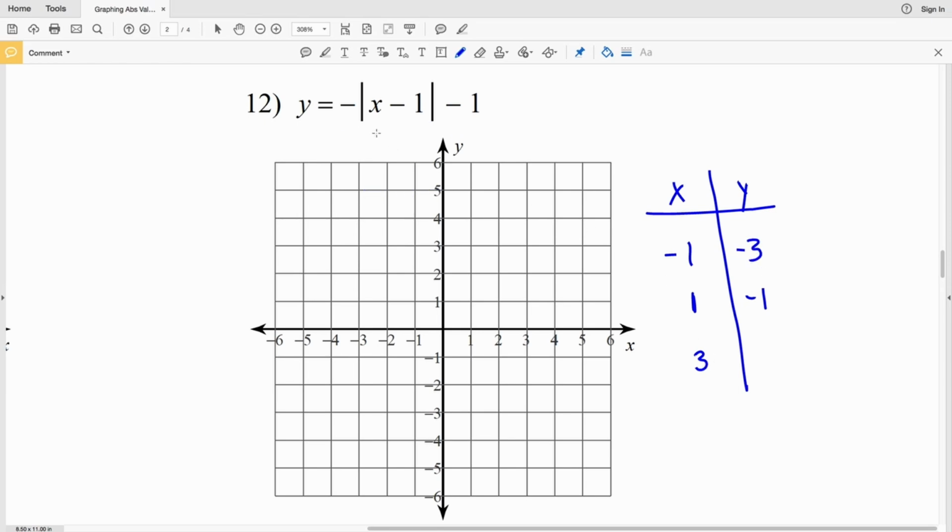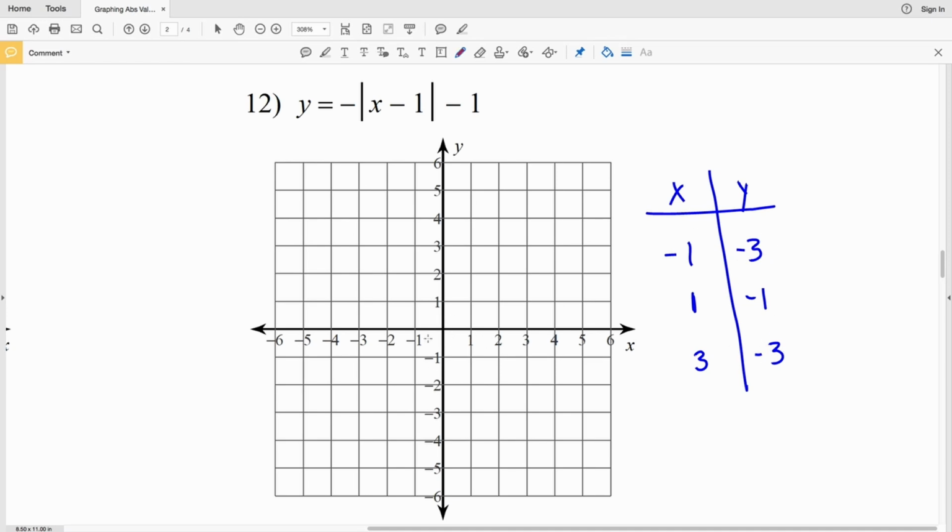Now let's plug in a positive 3. We have the opposite of the absolute value of 3 minus 1, minus 1. The opposite of the absolute value of 2, minus 1, will give us the opposite of 2, which is -2, since the absolute value of 2 is a positive 2, and we're doing the opposite of that. So -2 minus 1 will give us -3. So when x is equal to 3, y is equal to -3. And you can see, indeed, that the y values are the same.